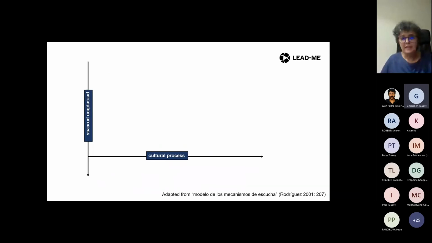So let's start by organizing ourselves in terms of hearing. There are two processes in hearing. There is a physical perception process, physical and intellectual, and there is a cultural process. There are two axes to the hearing process. And we start simply by hearing. You either hear or you don't hear.